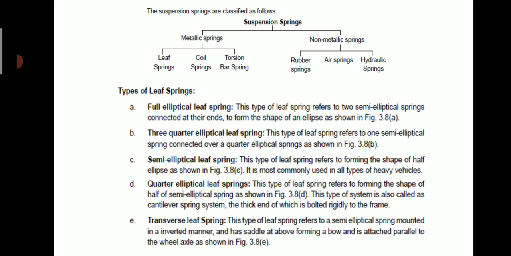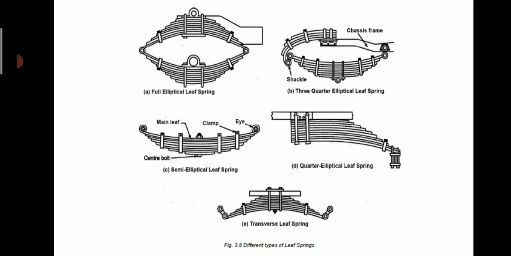And in the last lecture we have seen the leaf springs, but here I am covering what are the types of leaf spring. So fully elliptical leaf spring, 3/4 elliptical leaf spring, semi-elliptical leaf spring, quarter elliptical leaf spring, and transverse leaf spring. So leaf spring is an example of dependent or rigid type of suspension system. So these are the different views of types of leaf spring. You will see here the picture of full elliptical leaf spring. B is the 3/4 elliptical leaf spring, semi-elliptical leaf spring, quarter elliptical leaf spring, and last one is a transverse leaf spring.